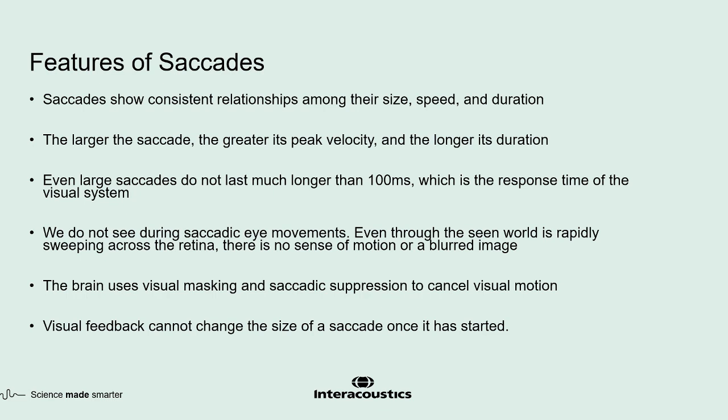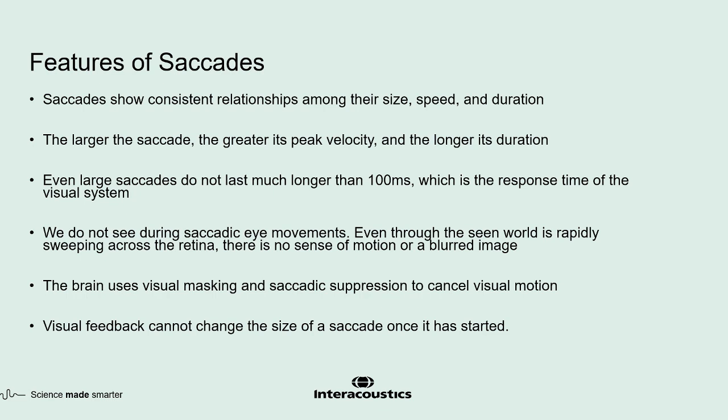So what essentially happens is that there are neurons called position vestibular pause neurons that are involved in saccades. This is where you integrate eye position with head position, the first level of processing, and these are deactivated during saccades, which essentially means that we're functionally blind during the eye movement. The brain uses visual masking and saccadic suppression to cancel the visual motion of the background.